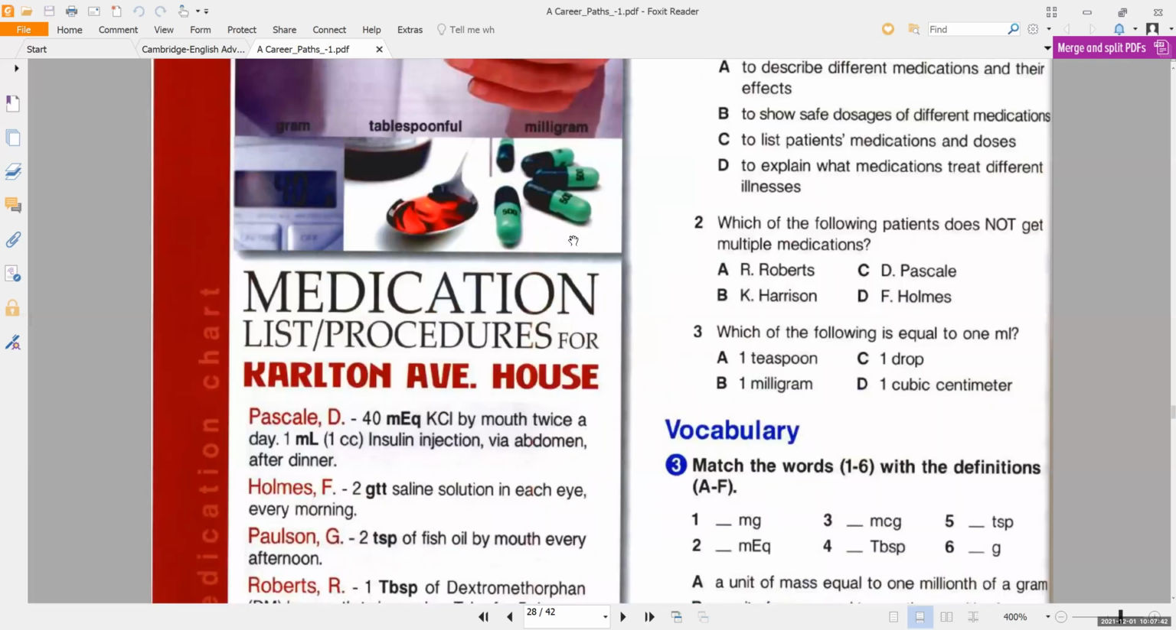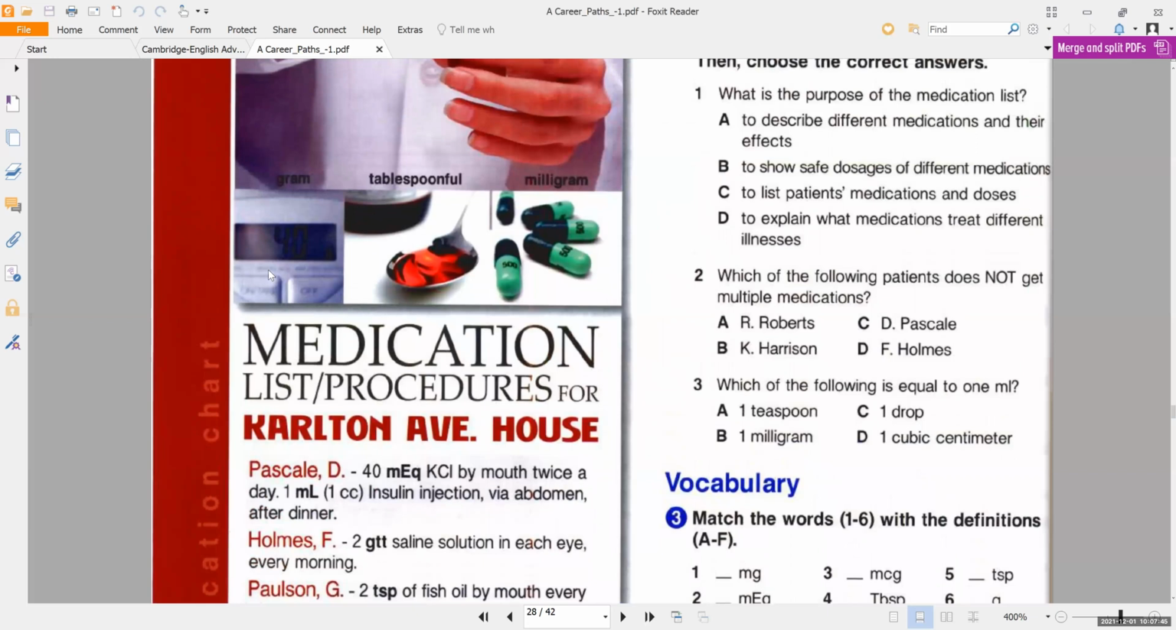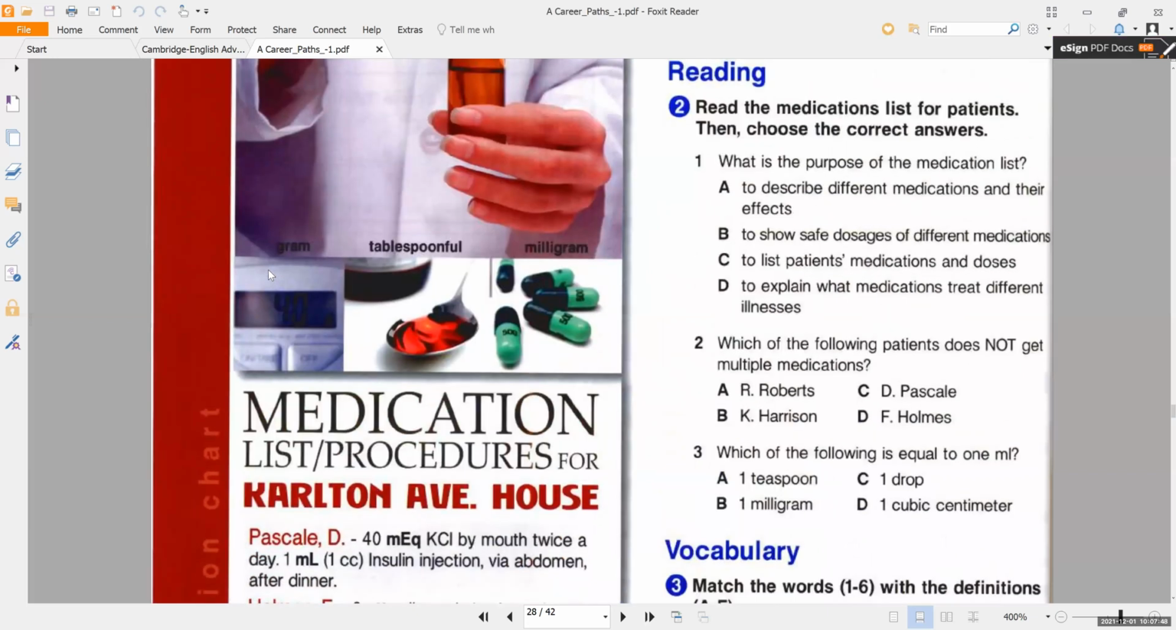Okay. So now, question number 1. What is the purpose of the medication list? Is it to describe different medications and their effects, or to show safe dosages of different medications, or to list patients' medications and doses, or to explain what medications treat different illnesses? Yes, you're right. So it is the letter C. It's to list patients' medications and doses.